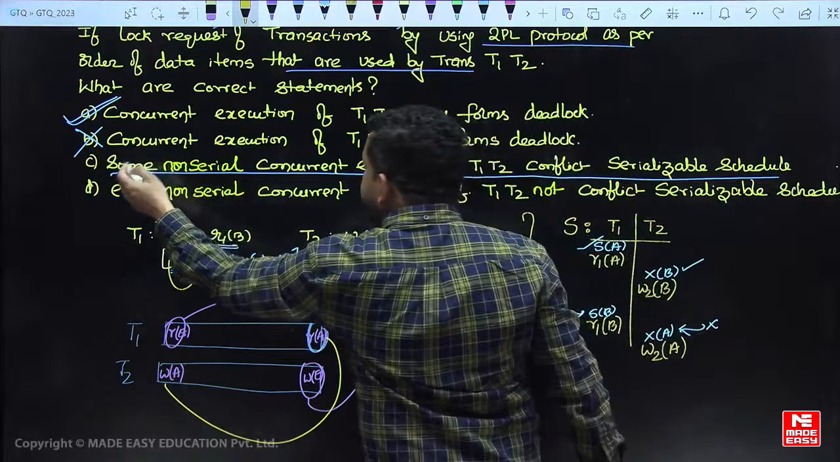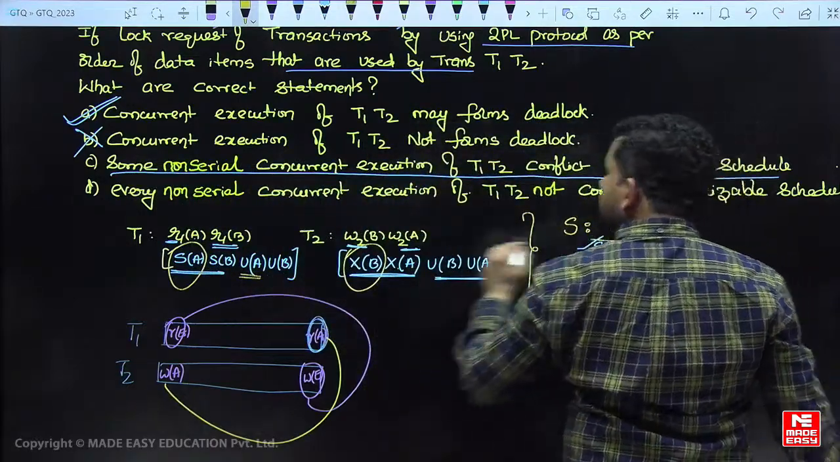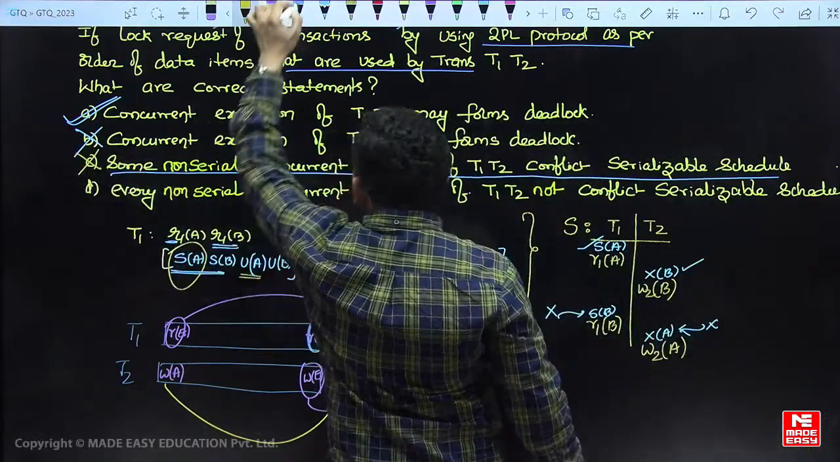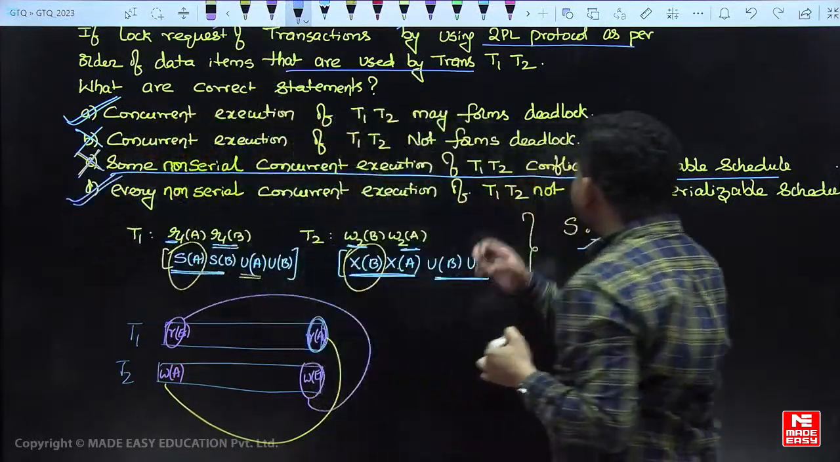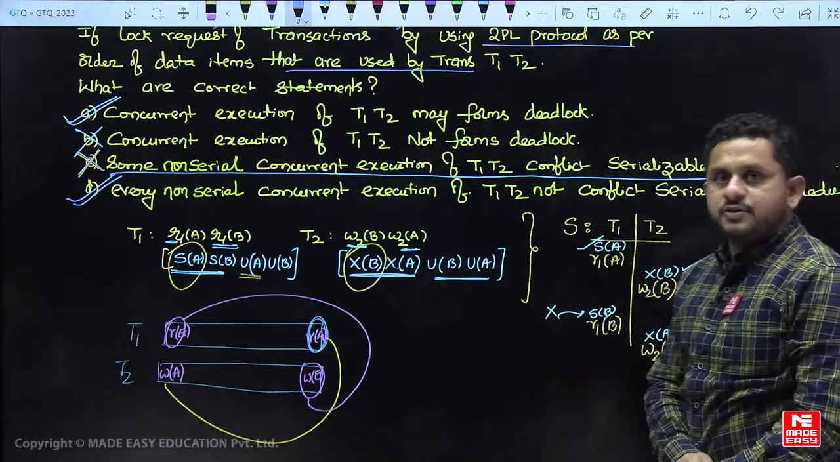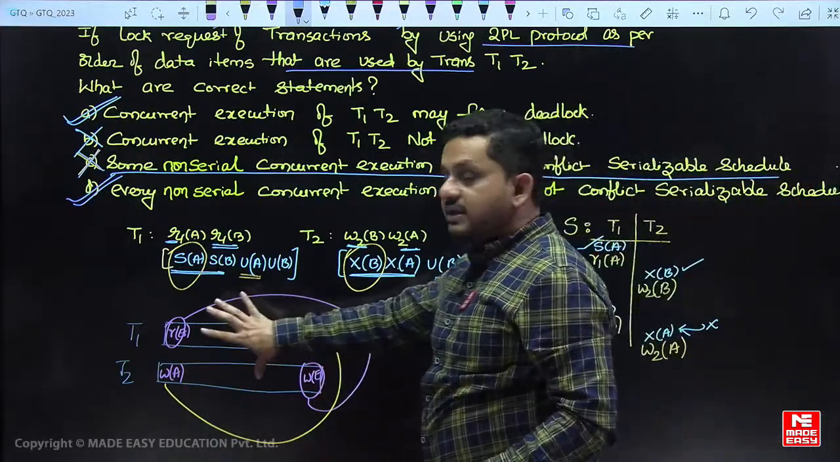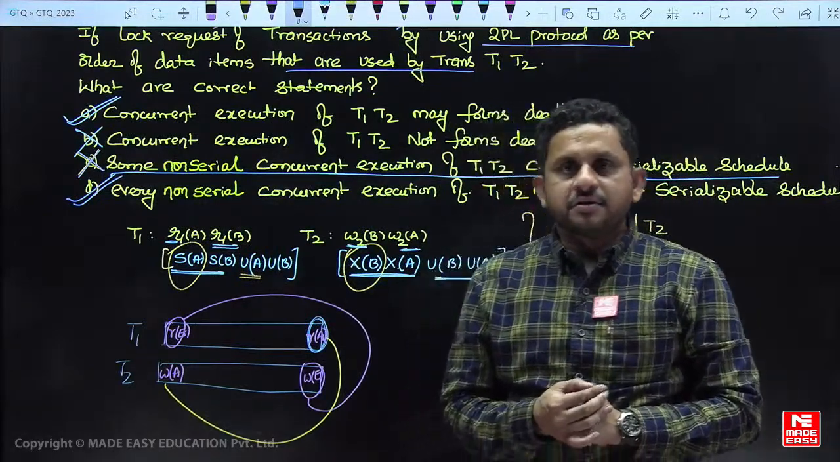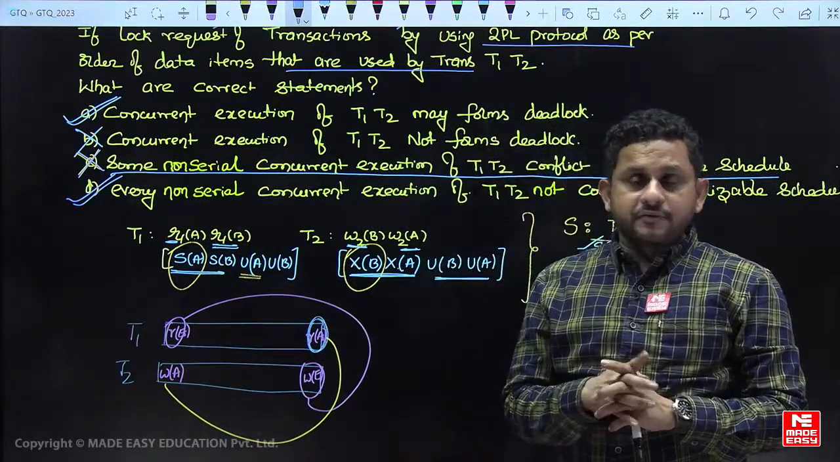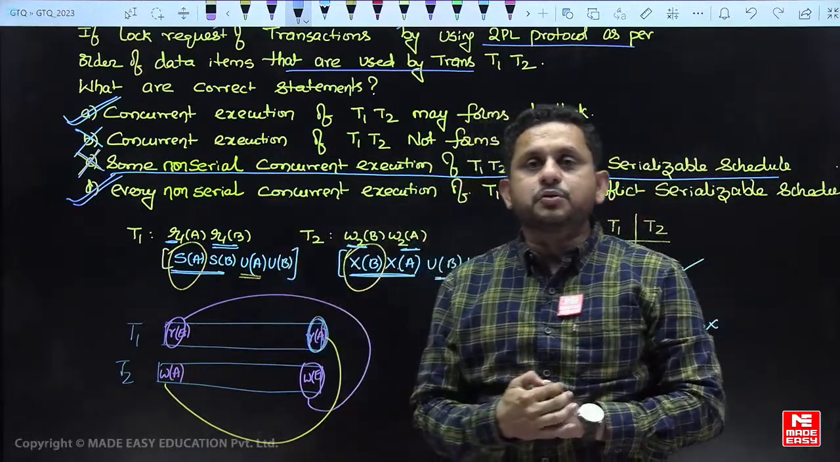So every non-serial schedule fails conflict serializability. It is also one important thing. Based on this concept, questions have come 2-3 times in previous GATE papers. I have covered a maximum of the good questions.